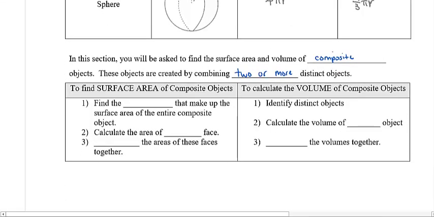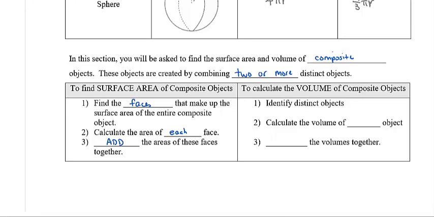So, to find the surface area of a composite object, it's not that hard. It's really just to find all the faces that make up the surface area of the entire composite object, right? Calculate the area of each of the faces, and then add them all up. That's it.